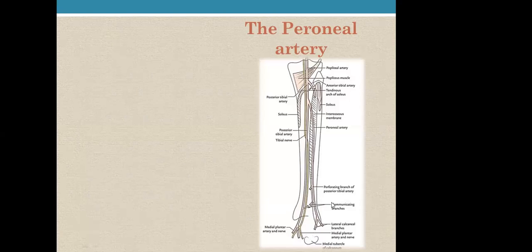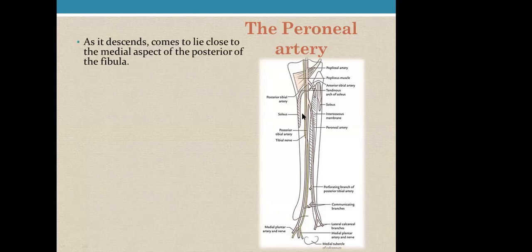This is the plantar arteries. Now we are talking about the peroneal artery. As we mentioned before, it appears 2.5 centimeters here. As it descends, it lies close to the medial aspect of the posterior of the fibula. This is the fibula, close to the medial aspect of the fibula.